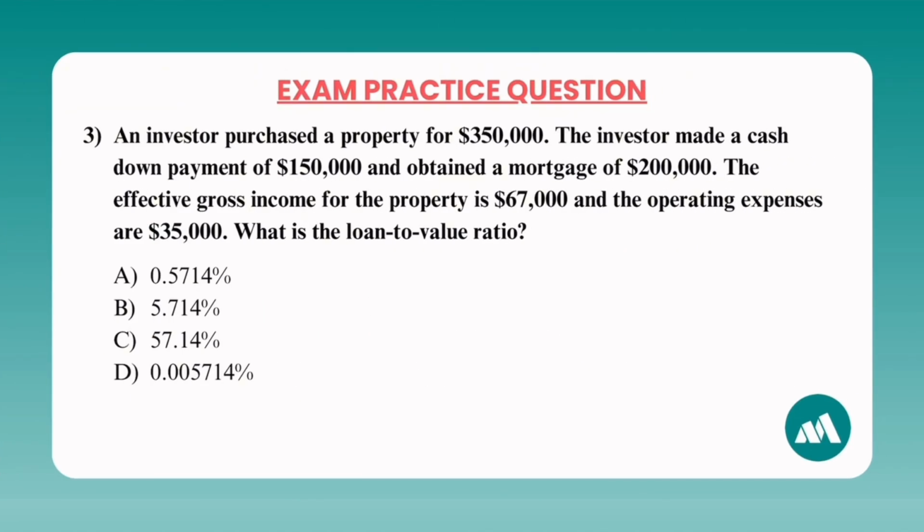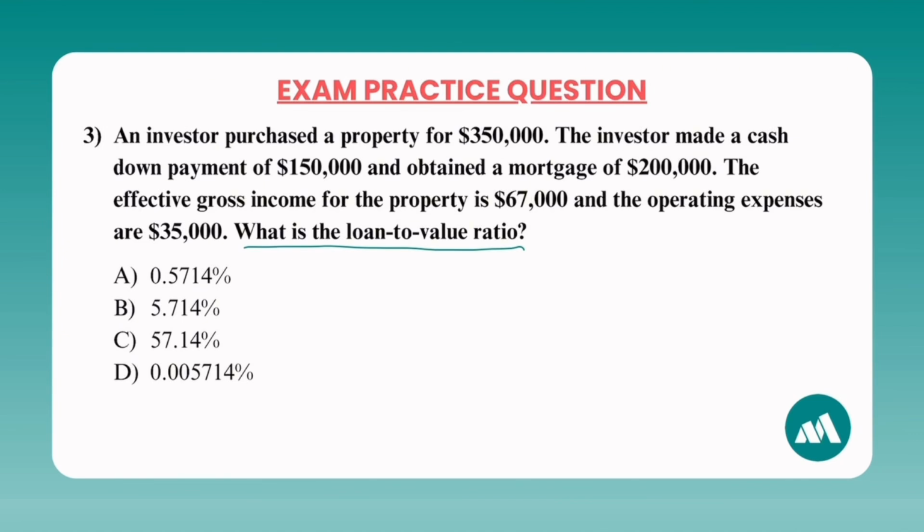Number 3, an investor purchased a property for $350,000. The investor made a cash down payment of $150,000 and obtained a mortgage of $200,000. The effective gross income for the property is $67,000 and the operating expenses are $35,000. What is the loan to value ratio? In this question, they're asking, what is the loan to value ratio? That happens to be one of the little boxes in the DLS chart.